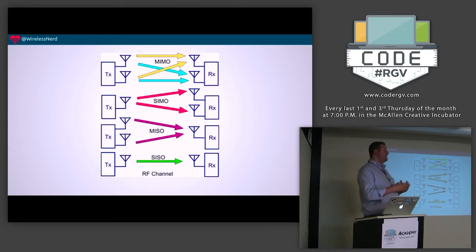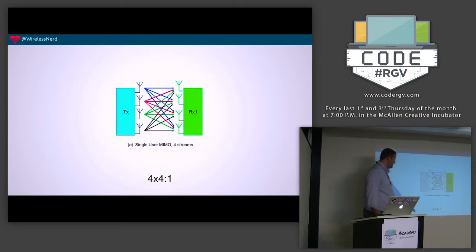What's really started to take hold is you have different types of not only antenna configurations, but something referred to as spatial streams. If you've ever seen the nomenclature like 4x4 by 1, or 4x4x4, or whatever it is on a box, what this refers to is this is one single spatial stream.